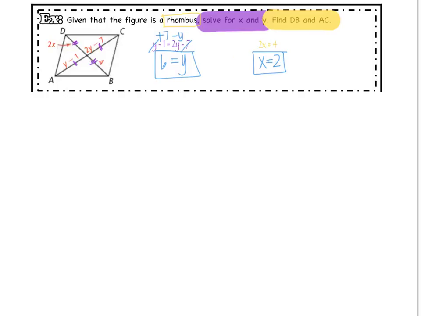You should have found that x is 2 and y is 6. Now pause the video and find DB and AC. I found that DB is made up of 2x plus 4, and I know that x is 2, so I plug that in: 2 times 2 is 4, plus 4 is 8. And AC is made up of y minus 1 plus 2y minus 7. Since y is 6, I said 6 minus 1 plus 2 times 6 minus 7, and that gives me 10.